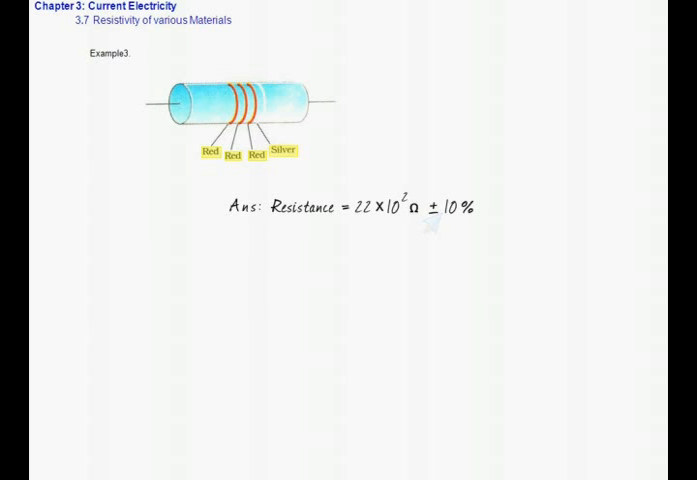So a 1 mark question is asked in the board exam. Sometimes colors are given and the question is what is the resistance of this carbon resistor, and sometimes resistance is given and the question is what are the colors of the carbon resistor. So you will see a 1 mark question in the board exam. It has been asked several times in the past 10 years.